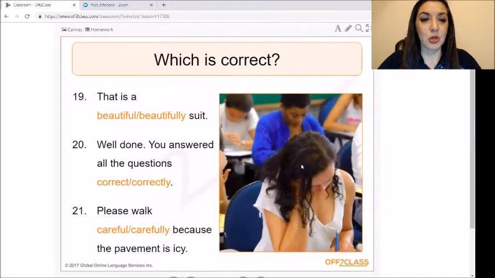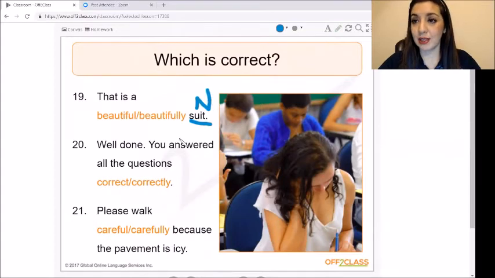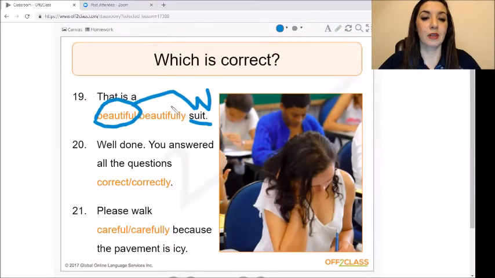All right, which is correct? That is a blank suit. Well, this is a noun, so then we will pick the adjective. Which one's the adjective? That is a beautiful suit. Beautifully is describing how something is done. It's describing a verb.